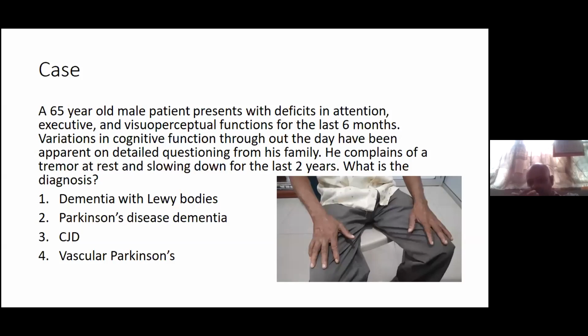So let's start with a few cases, and then I will highlight the clinical points that are important in assessing these patients. The first case is a 65-year-old male who presents with deficits in attention, executive and visuospatial function for the last 6 months. Variations in cognitive function throughout the day have been apparent on detailed questioning from his family. He complains of tremor at rest and slowing down for the last 2 years. What is the diagnosis? There is a polling option.